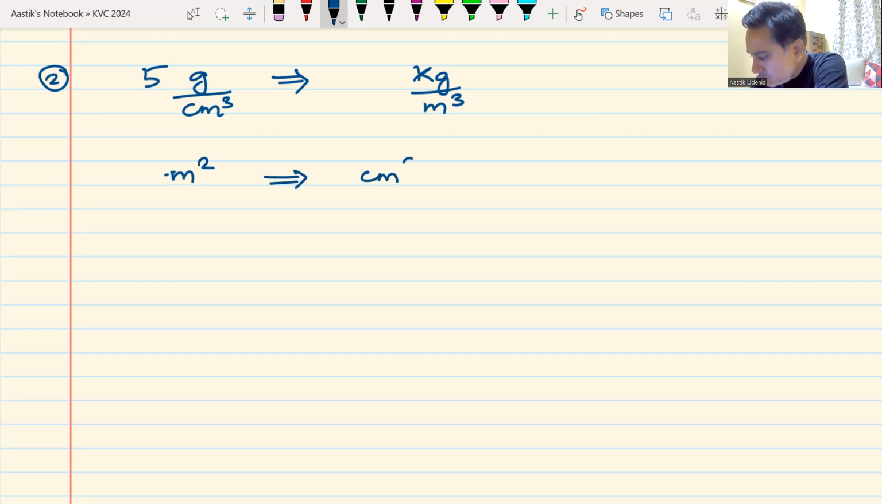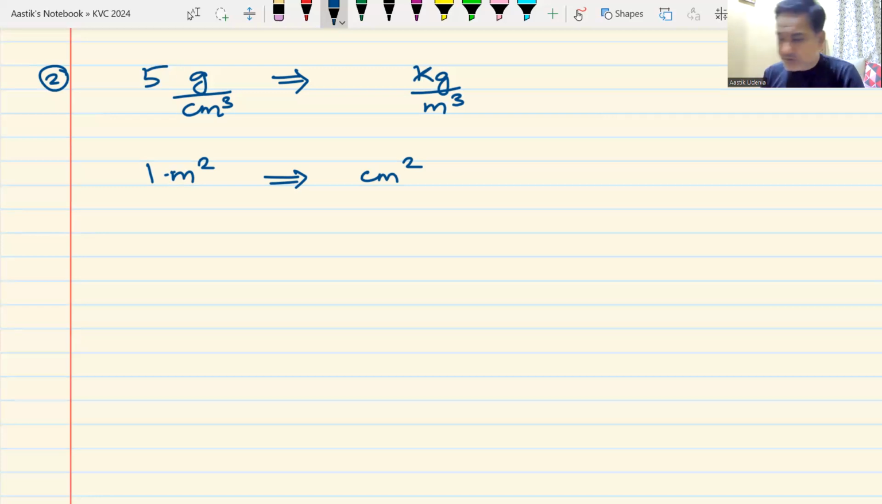Let us say 1 meter square. Meter square is the SI unit of area. Centimeter square is the CGS unit of area. How will you convert 1 meter square into centimeter square?